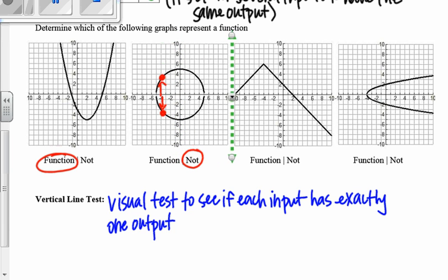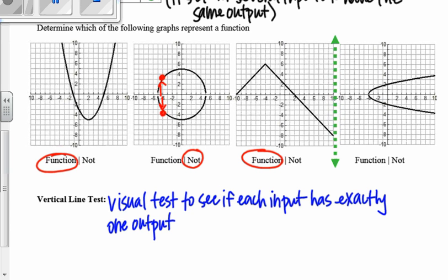Continuing on to our absolute value graph, notice it only touches this graph at one point at all times. So yes, this is a function. And then we have what looks like a sideways quadratic. Let's take our vertical line. Come here. Whoops.